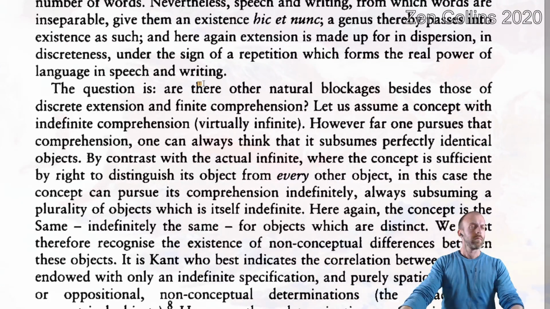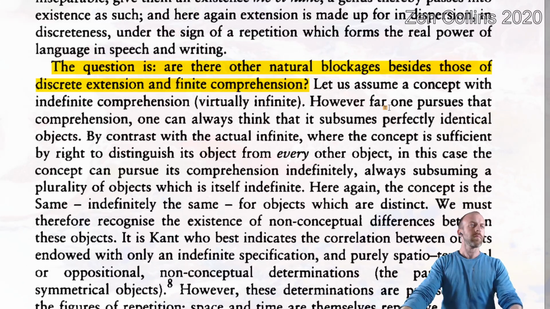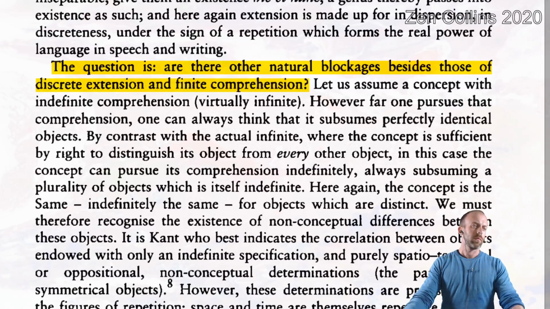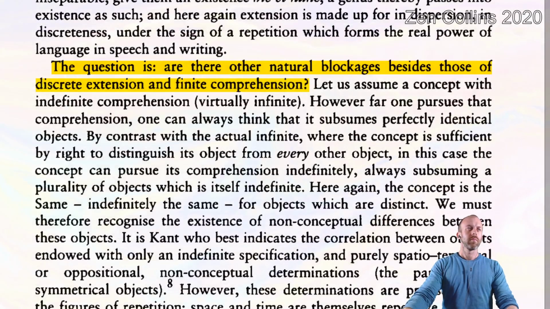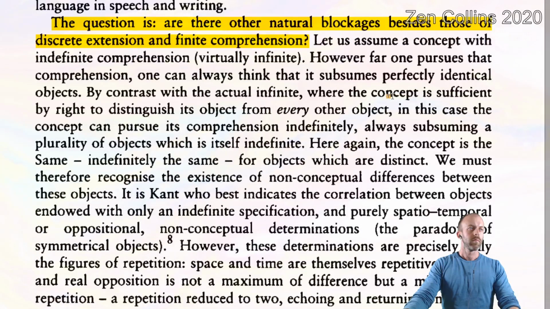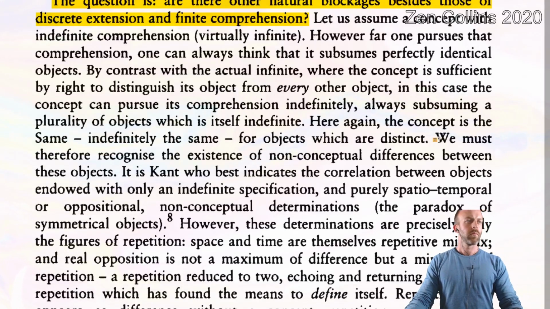The question is, are there other natural blockages besides those of discrete extension and finite comprehension? Let us assume a concept with indefinite comprehension, virtually infinite. However far one pursues that comprehension, one can always think that it subsumes perfectly identical objects. By contrast with the actual infinite, where the concept is sufficient by right to distinguish its object from every other object, in this case the concept can pursue its comprehension indefinitely, always subsuming a plurality of objects which is itself indefinite. Here again, the concept is the same, indefinitely the same, for objects which are distinct. We must therefore recognize the existence of non-conceptual differences between these objects.